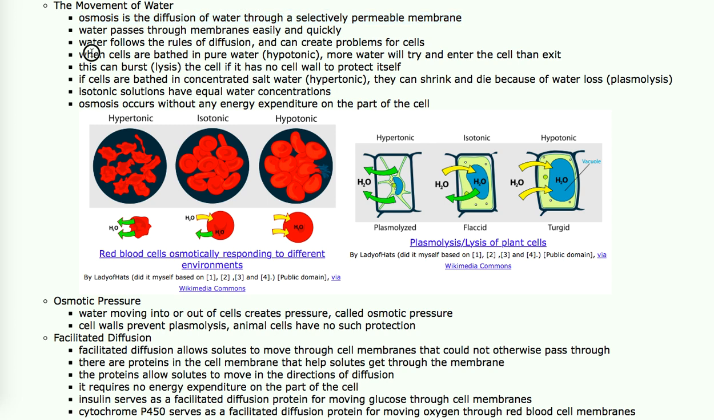So if cells are bathed in pure water, let's see if we've got a situation here. Yeah, let's go over here. This is a plant cell that's in pure water. When you have pure water around a cell, more water will try to enter the cell than exit the cell, and the cell will swell.